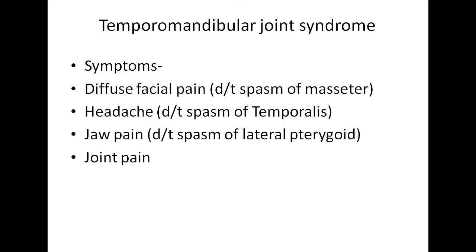Next is the temporomandibular joint syndrome. It can occur during any infection present surrounding this joint. The symptoms will be: if there is spasm of the masseter, you can have diffuse facial pain. If there is spasm of the temporalis muscle, you will have headache. Due to spasm of the lateral pterygoid muscle, there is jaw pain as well as joint pain.